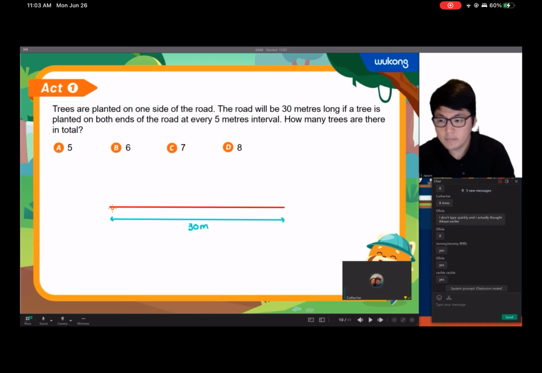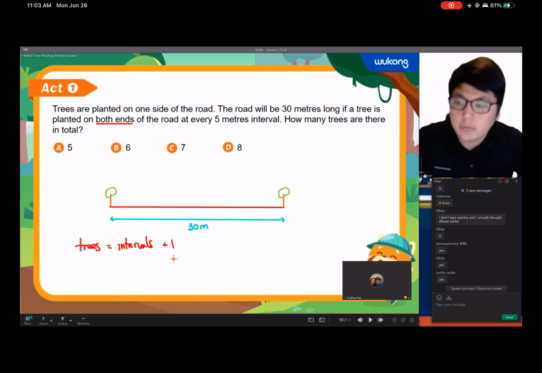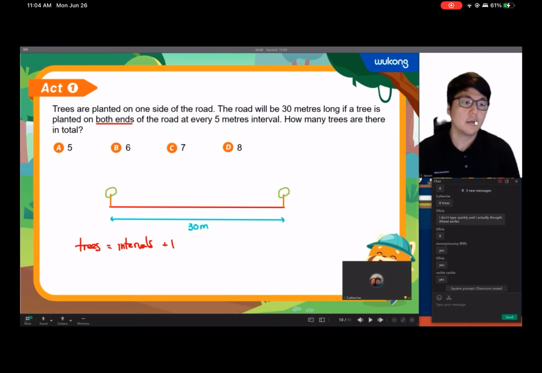That there's trees planted on each side. Very good. So, yes, we do have trees planted on each side. Okay, so if that's the case, what can we use? We can use a little shortcut, right? Yeah. If it's both ends, we can say what? Trees equals? Trees equals intervals plus 1. Good. Intervals plus 1. But we don't know how many intervals we have, but we have a clue. What is the distance between every tree?